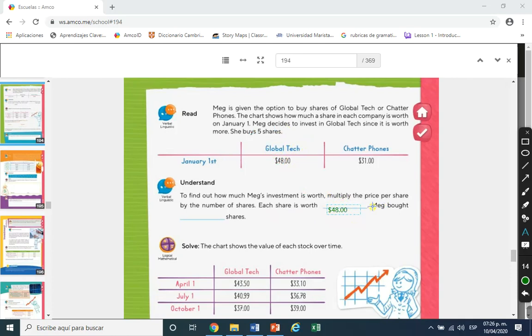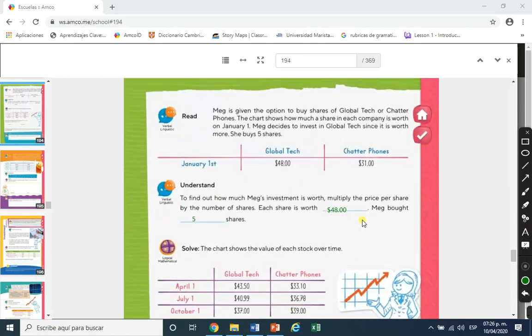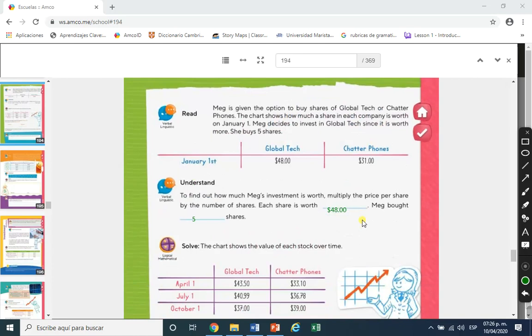Yes? Meg bought how many shares? We have it here. How many? 5. 5 shares, right? Five shares. We have it here. Okay? So with this information, we can solve the next problem, okay?